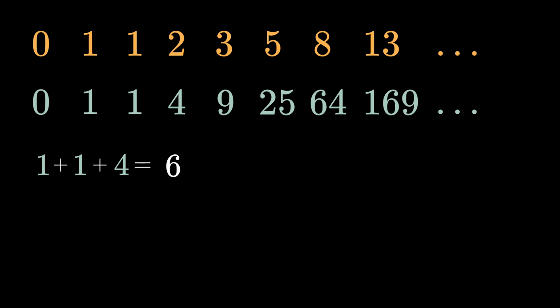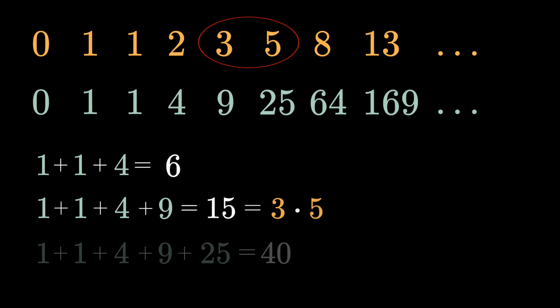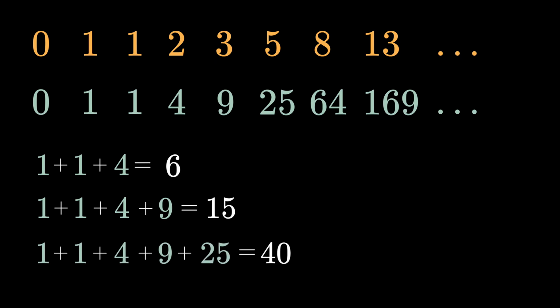For example, let's take the first three squared Fibonacci numbers, so 1 plus 1 plus 4, we get 6. Now, this is none other than 2 times 3, which are these two Fibonacci numbers that we see here. Going one step further, we add the next square, which is 9, we get 15, which equals 3 times 5, which are these two Fibonacci numbers here. And we can do this, so on and so forth, and the pattern continues.